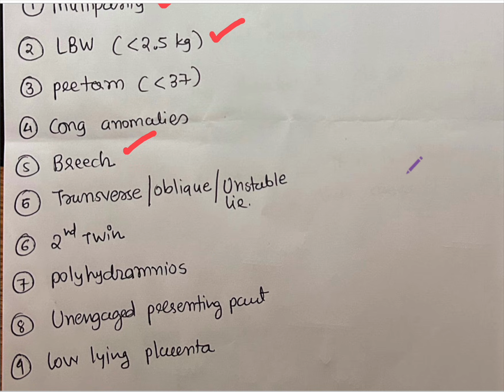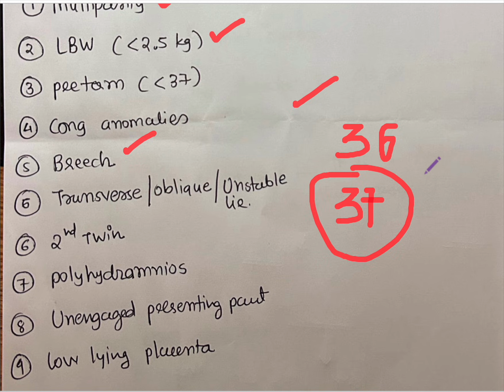Now, what is unstable lie? Unstable lie means the baby's presentation keeps changing even after 36 weeks. We think that in the primigravida at 36 weeks and the multigravida at 37 weeks, the baby's presentation should be fixed. Even in the multipara it is not always fixed at 37 weeks, but we take 37 as a guess mark. But for primigravida, at 36 weeks, if the baby has good weight, it should be fixed by 36 weeks. So if it keeps changing, then we know it's an unstable lie and it's a risk factor for cord prolapse.